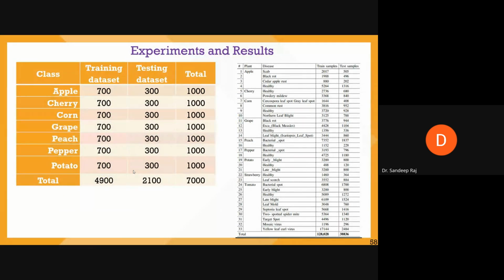And finally, in the training set for different crops, for one experiment, we have then extended the project to different crops also. So initially we have taken 7 crops, consisting of apple, cherry, corn, grape, peach, pepper. The training set consists of a total of 4,900 images, which was quite low in the initial phase, and the testing set consisted of 2,100. So a total of 7,000 images was used to develop the model.